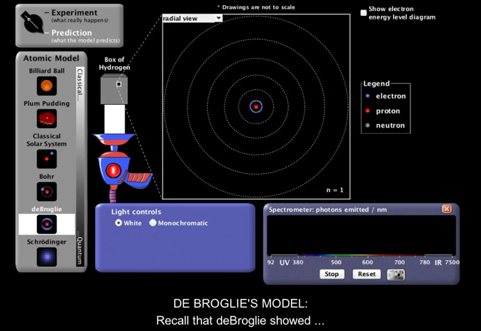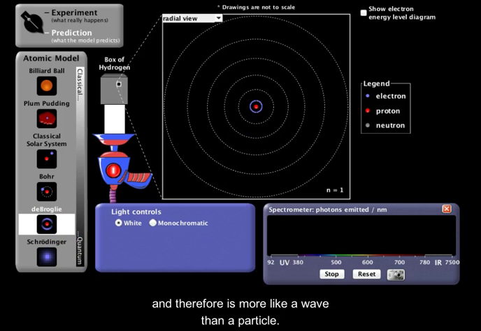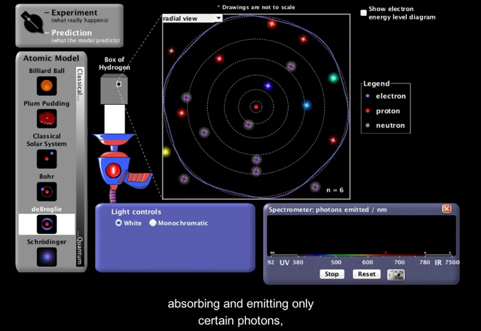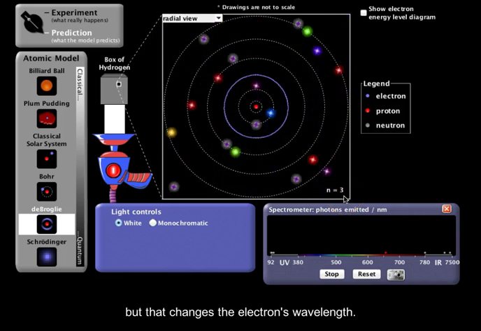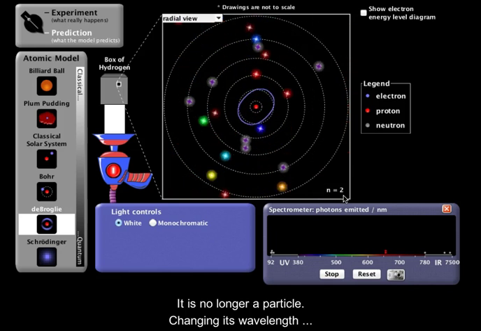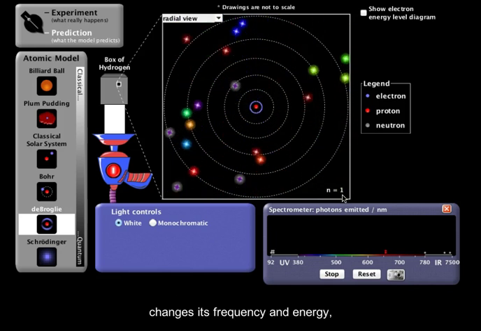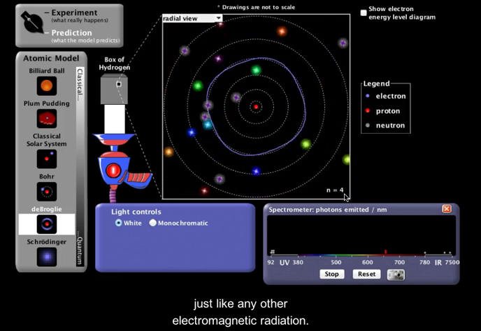Let's have a look at de Broglie's model. Recall that de Broglie showed that the electron's mass is so small it has a measurable wavelength and therefore is more like a wave than a particle. So we still see that the electron is absorbing and emitting only certain photons, but that changes the electron's wavelength. It is no longer a particle. Changing its wavelength changes its frequency and energy, just like any other electromagnetic radiation.